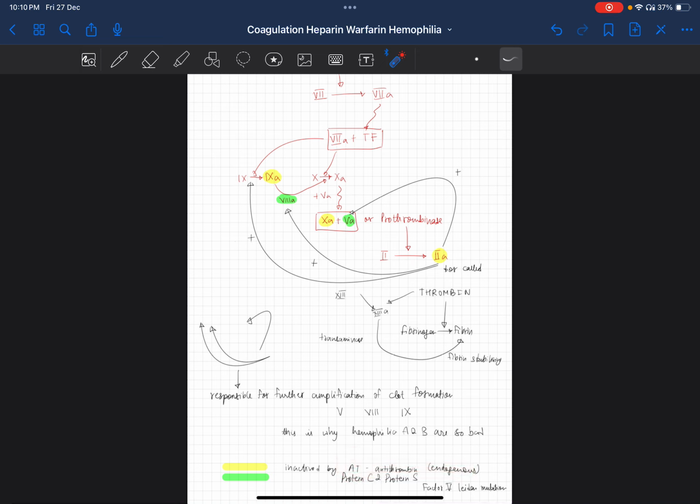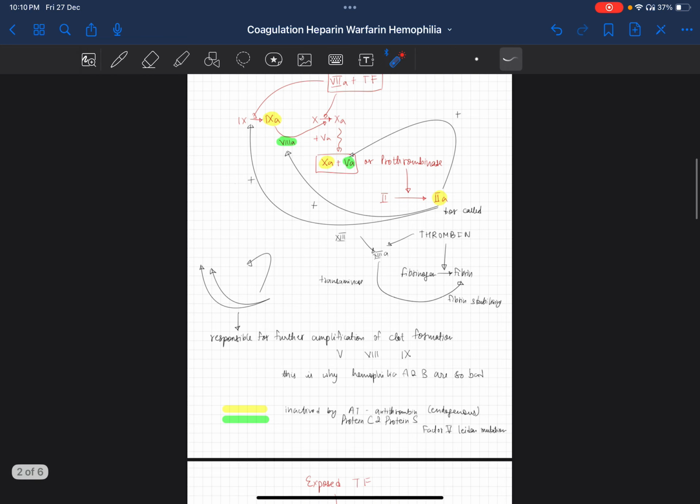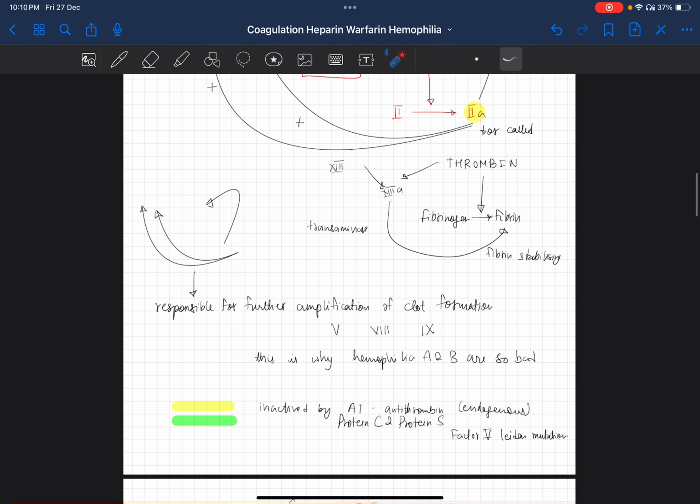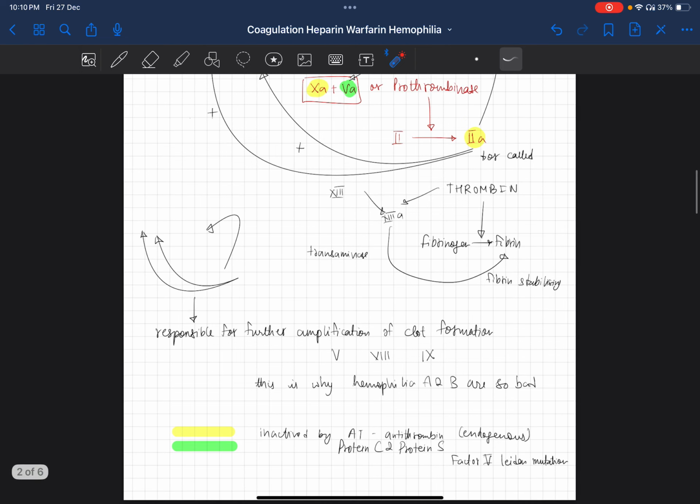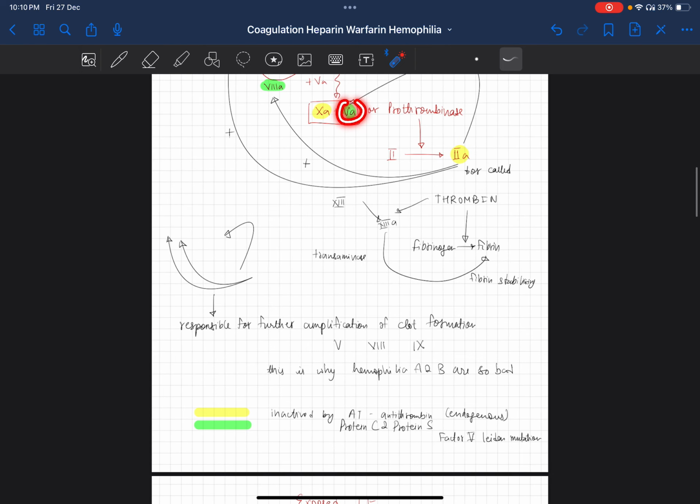These are all endogenous physiological things I'm talking about. And factor 8 and factor 5 will be inactivated by protein C and protein S. This I will talk about later, or maybe, okay, let me talk about it right now. Factor 5 Leiden mutation: if the mutation is there, factor 5 is mutated.